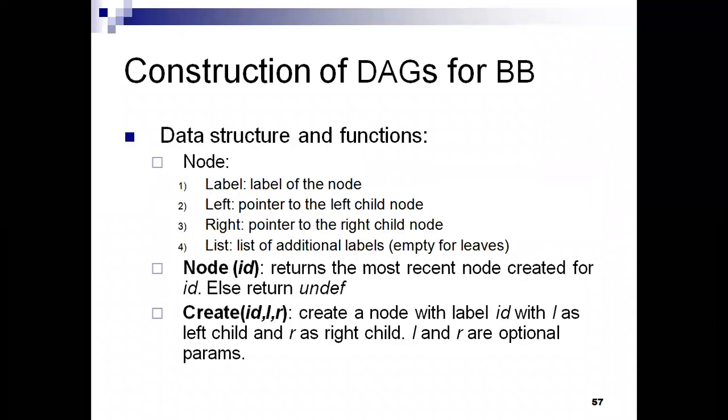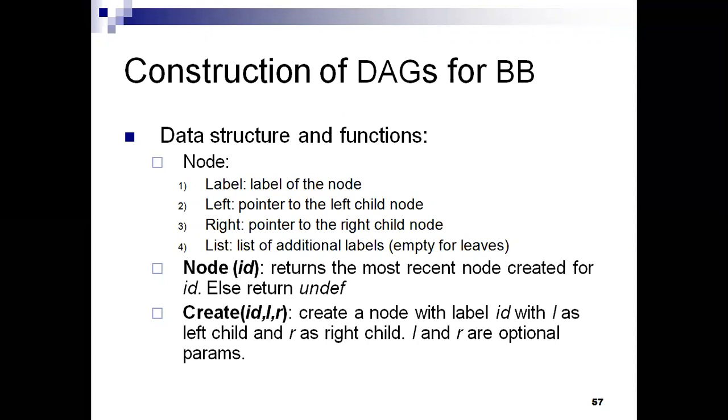And this is a most important thing that we need to know: what the data structures of the DAG are and what the functions of the DAG are. The data structures of the DAG are label, left, right, list. And the functions are node of ID, and create of ID, comma L, comma R. These are the two functions, and those are the four data structures that make up the DAG.